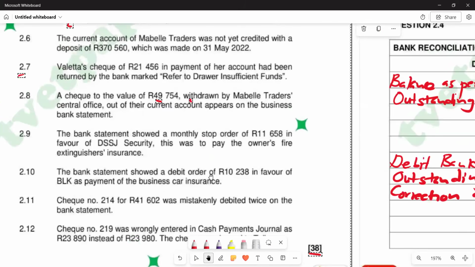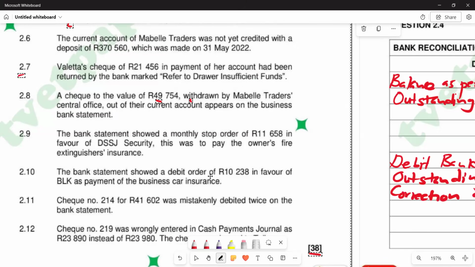Right. We go to the next one, which is 2.9. It says the bank statement showed a monthly stop order of 11,658 in favor of DSSJ Security. This was to pay the owner's fire extinguishers insurance. So this is a transaction that was effected on the bank statement, and it's correct. It's a stop order, but on the part of the journals, it wasn't captured. So this is a transaction that needs to be updated in the journals. But on the bank statement, it's correct. It was supposed to be deducted as a stop order, but we're only going to put it in the cash payment journal, so we can leave it.